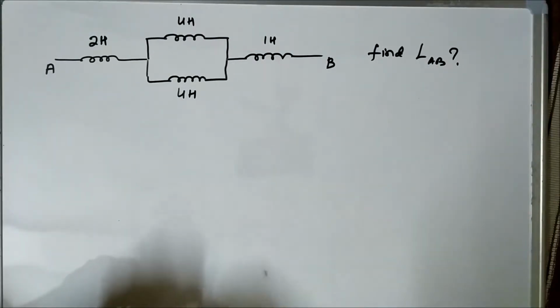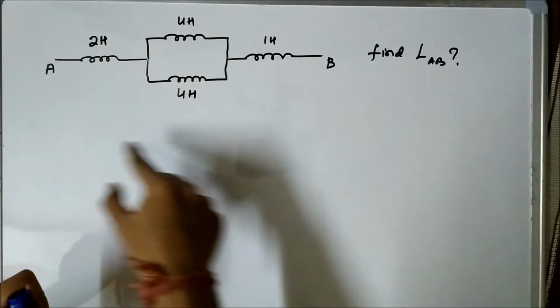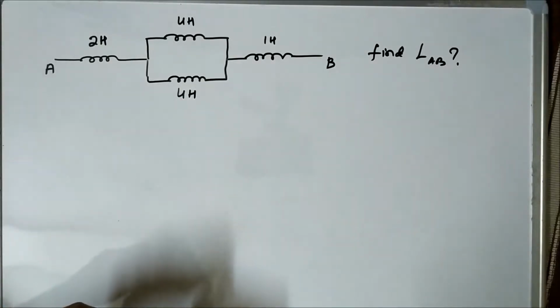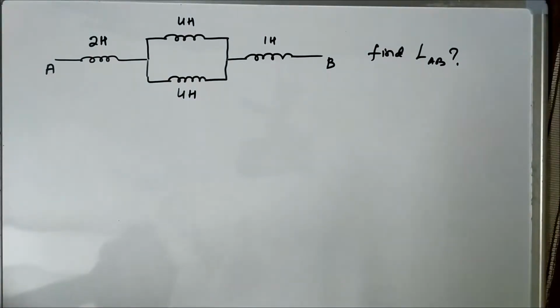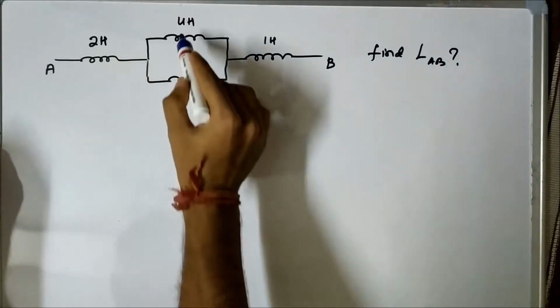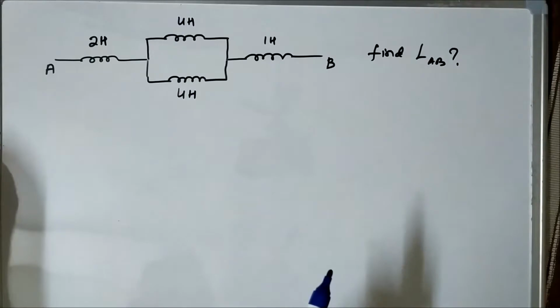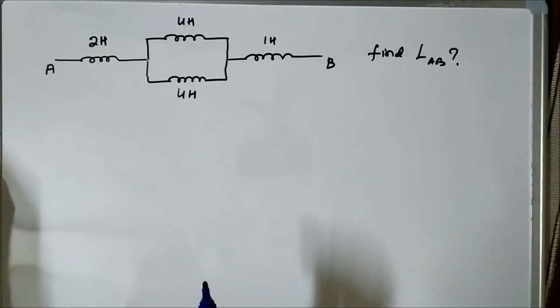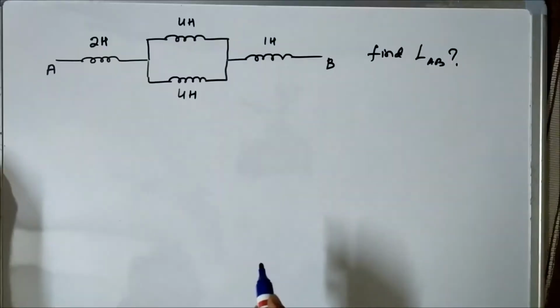It is a circuit which consists of 4 inductors of inductance 2 Henry, 4 Henry, 4 Henry and 1 Henry, which are connected in this way, and we have to find the equivalent inductance between points A and B. So you can see these two inductors, 4 Henry and 4 Henry, they are connected in parallel.